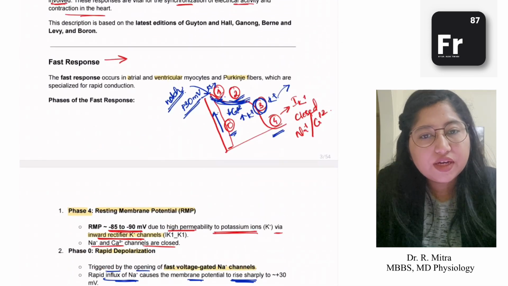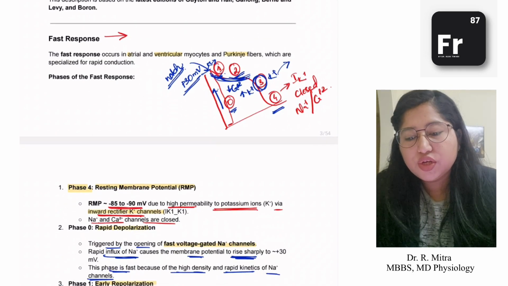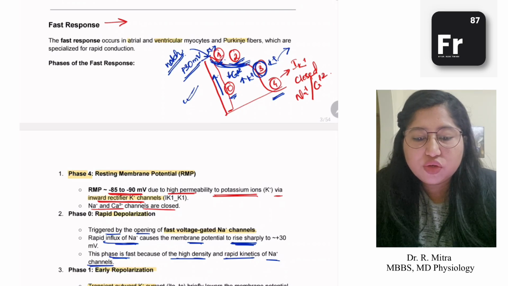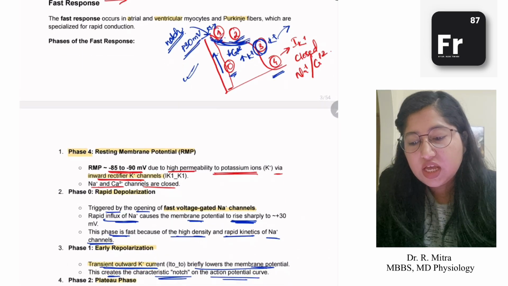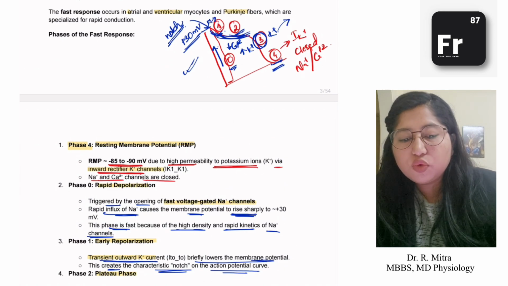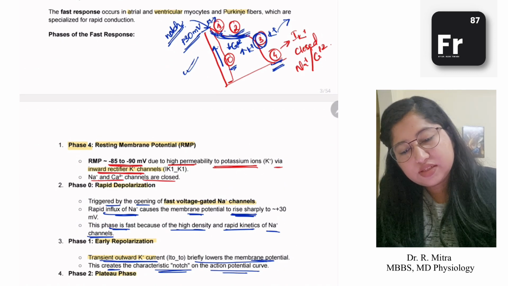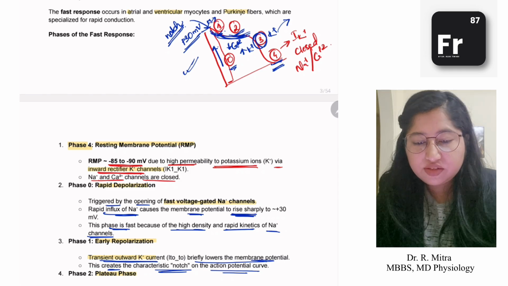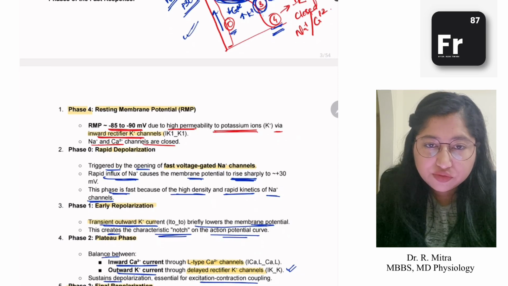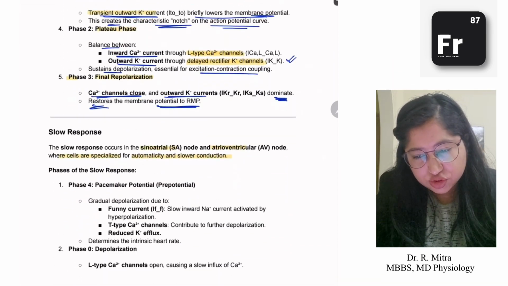So this was the fast response. Whenever in exam you have a question on fast response, you will first mention in what type of tissues it is seen. You will draw the curve for the fast response. Then you will describe the various phases, starting with the fourth phase, that is the resting membrane potential. Then the zero phase, that is the rapid depolarization. Phase 1, that is the early repolarization. Phase 2, that is the plateau phase, and finally the third phase, that is the final repolarization.